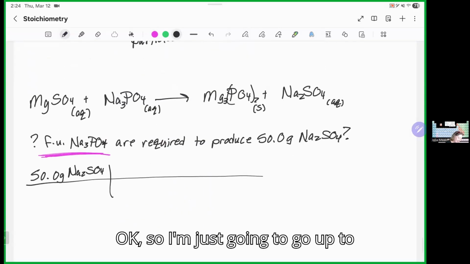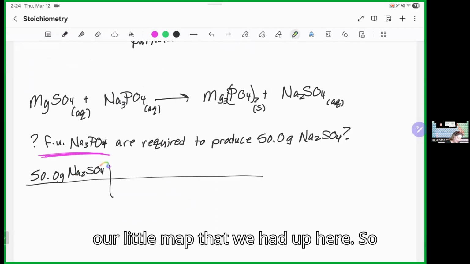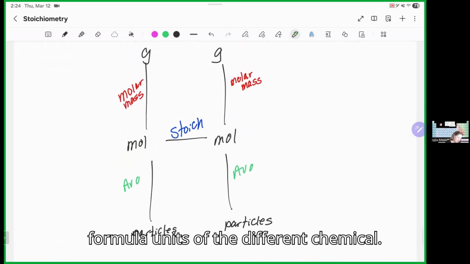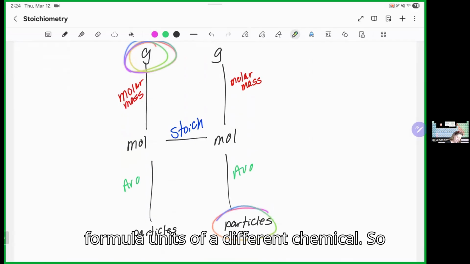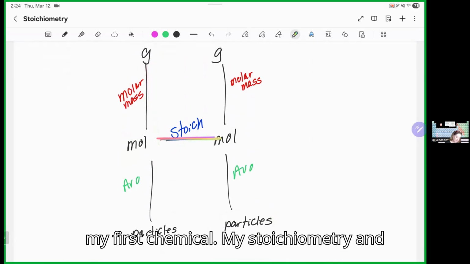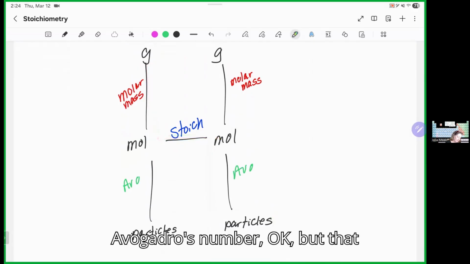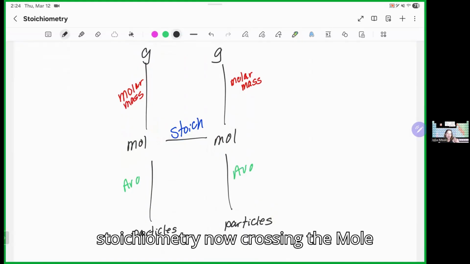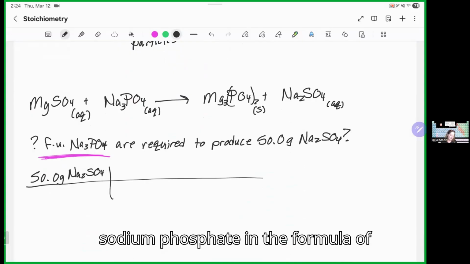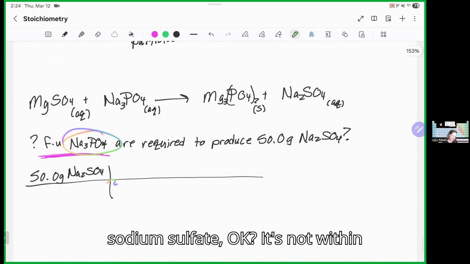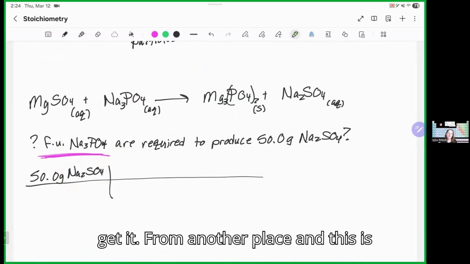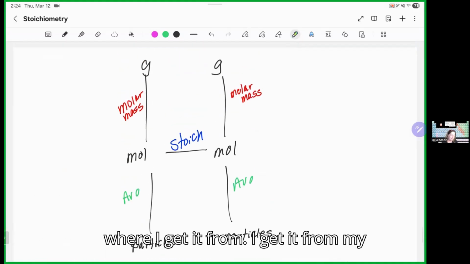Okay, so I'm just going to go up to our little map that we had up here. I am starting at grams, and I'm going to formula units of a different chemical. So first I'm going to use the molar mass of my first chemical, my stoichiometry, and Avogadro's number. But that stoichiometry is now crossing the mole river. I can't get it from my formula because there isn't sodium phosphate in the formula of sodium sulfate. It's not within that formula. So I have to get it from another place, and this is where I get it from: my balanced equation.